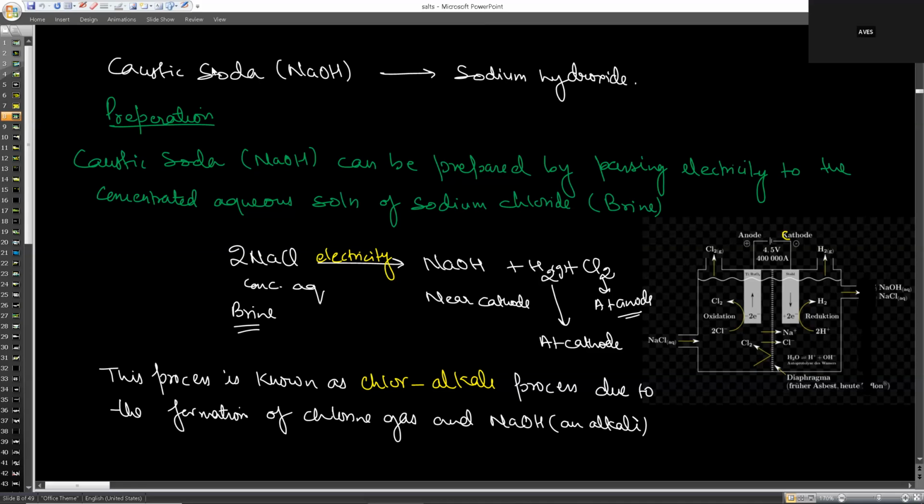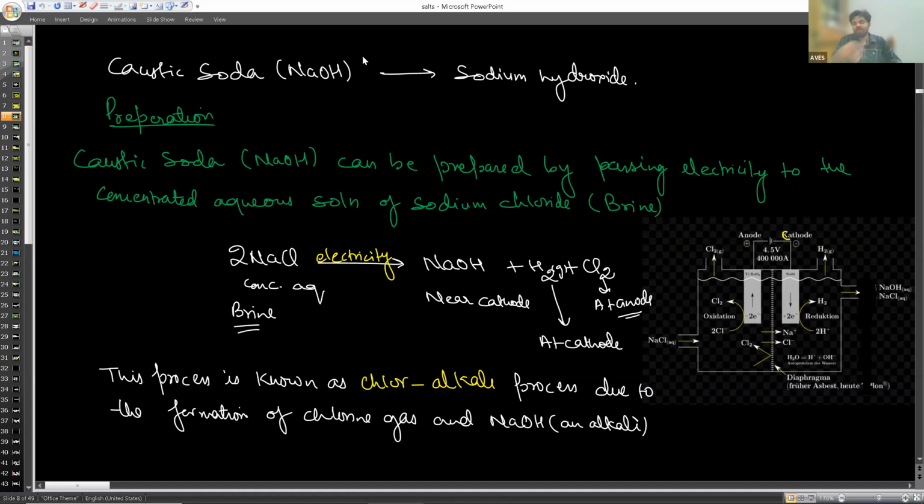So what I'm saying here, okay. So what is caustic soda? Caustic soda is a base, which is a very strong base. We call it sodium hydroxide. And sodium hydroxide is prepared. How is sodium hydroxide prepared?